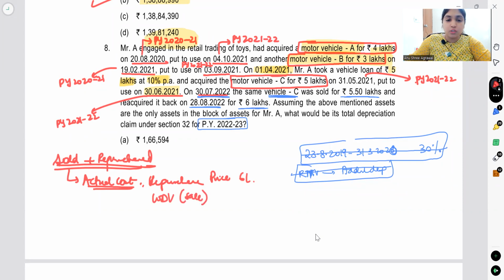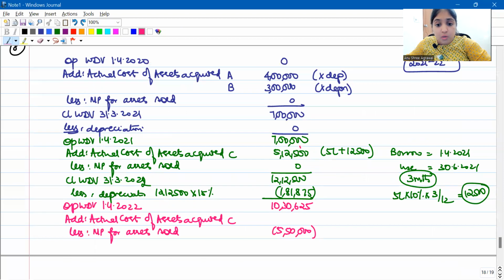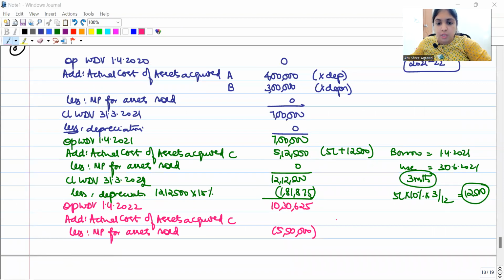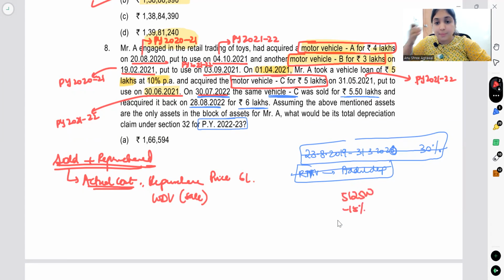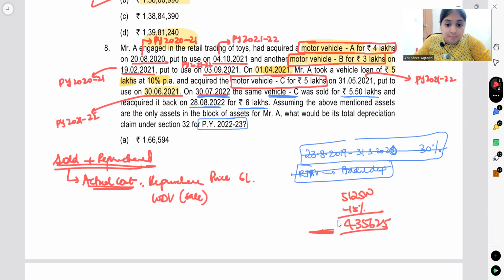See, we sold it on 30th July 2022. On this date, what was the WDV? The cost of the car is 5,12,500. We know 5,12,500 is what we had entered the block. On this 5,12,500, we have already claimed 15% depreciation. So what was the WDV before sale, guys? Before sale, the WDV was 4,35,625. So this number or the repurchase price, whichever is lesser, that will be the actual cost.